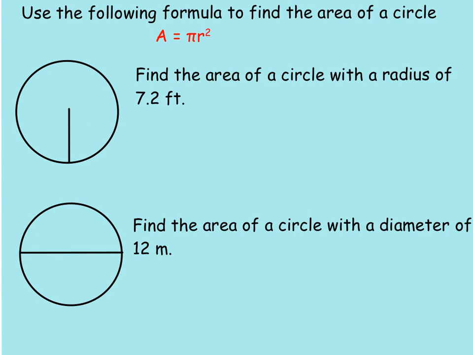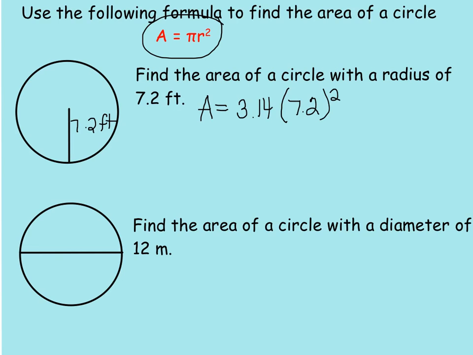Now let's go ahead and find the area of a couple circles. The area formula for a circle is pi r squared. In the first circle, we're given a radius of 7.2 feet. So let's use our formula. The area equals pi, which is 3.14, times the radius, which is 7.2, to the second power.